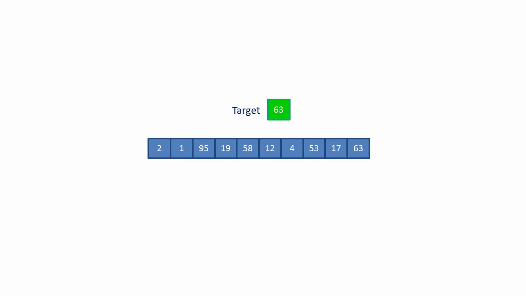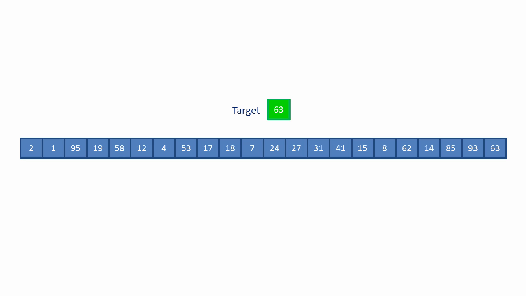If we double the amount of data and our target value is still at the end of the list, you can see it's taking twice as long to find the target. Double the amount of data again and it takes twice as long again. In fact, if we triple the amount of data, it'll triple the time taken. There's a nice, simple relationship between the amount of data and the time taken by the linear search.